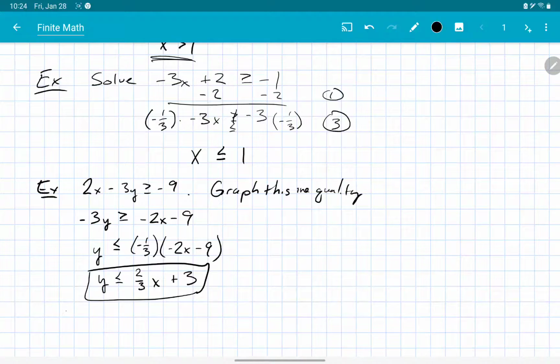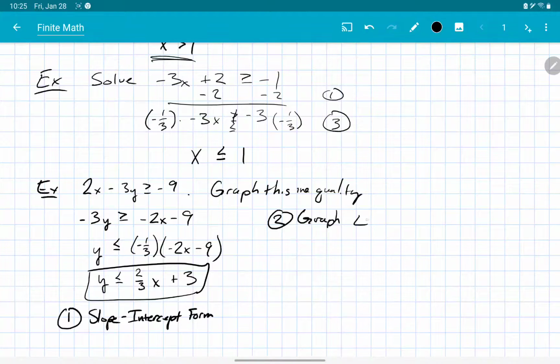So step 1, maybe say, is slope-intercept form, which is not an essential step if you can graph without getting into slope-intercept form, if that's comfortable to you, right? But if you'd rather just use slope-intercept form, fine. Step 1 is slope-intercept form. Step 2 is graph the equality.